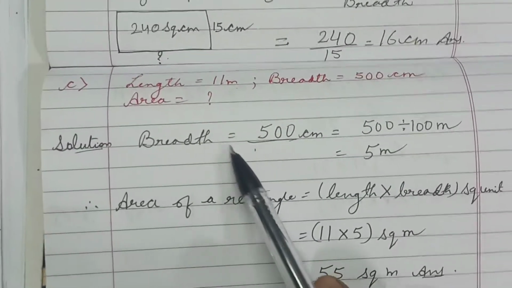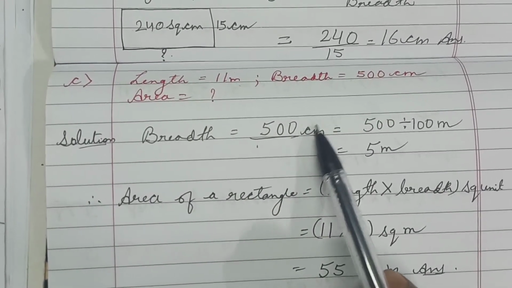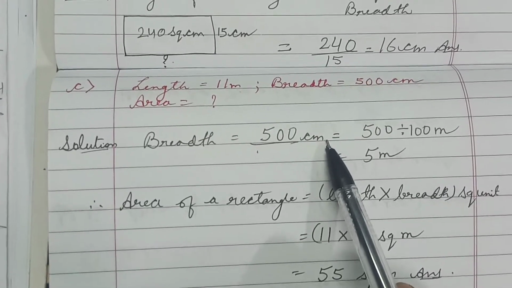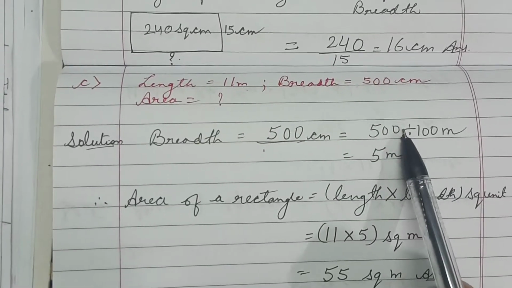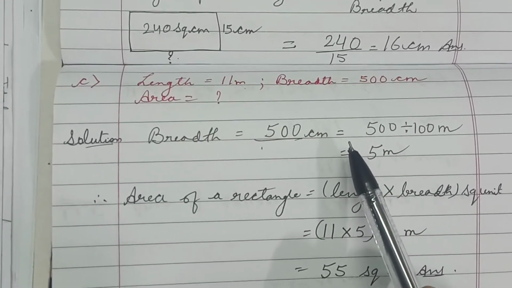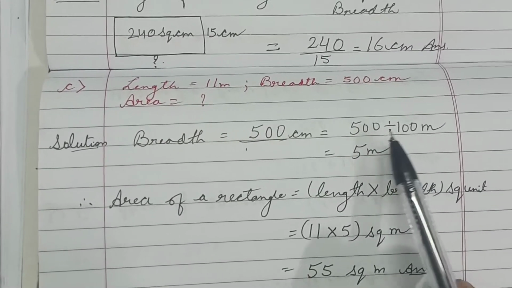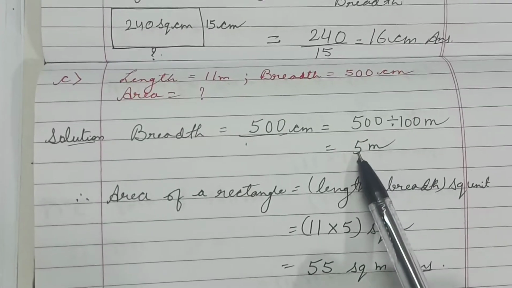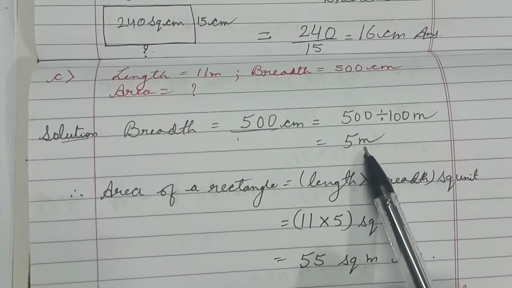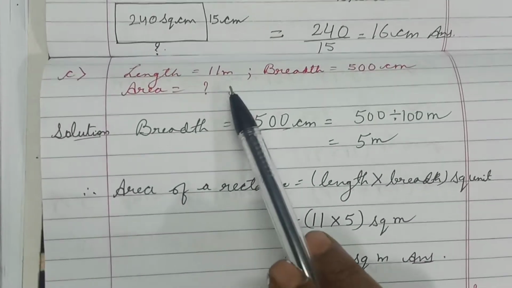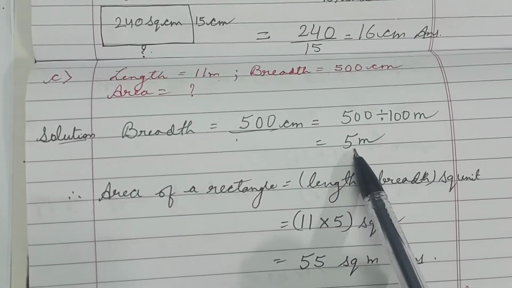So right here breadth equals 500 centimeter. Now children, as you know, when we convert centimeter into meter, we divide by, yes, 100. So you divide it by 100. So 500 divided by 100, that is your 5. Now this will be changed into meter. Now children, we have length is 11 meter and breadth is 5 meter.